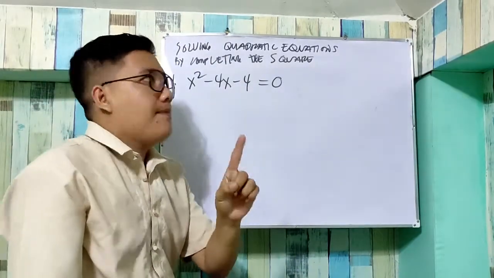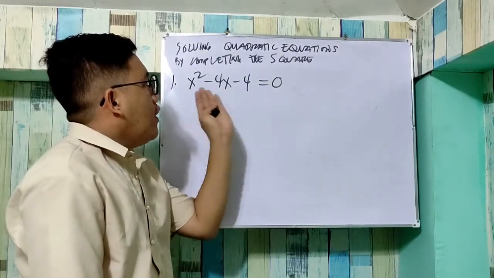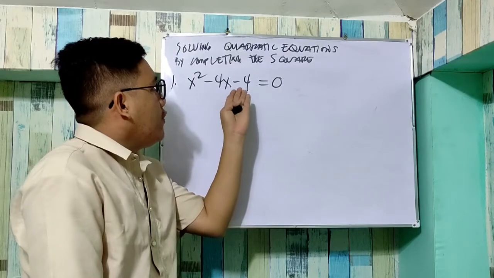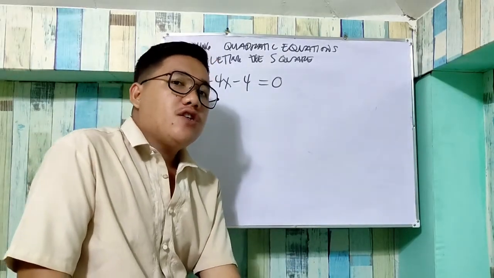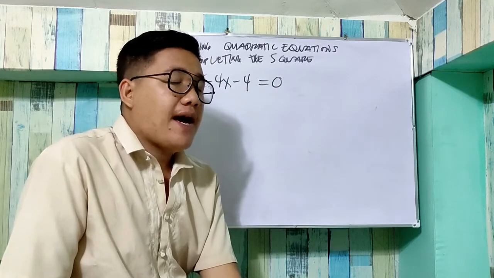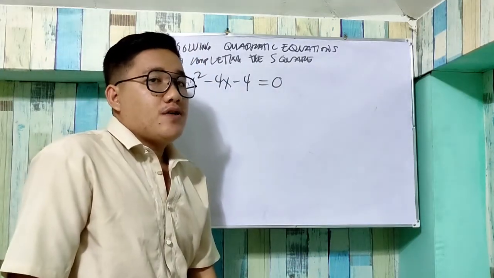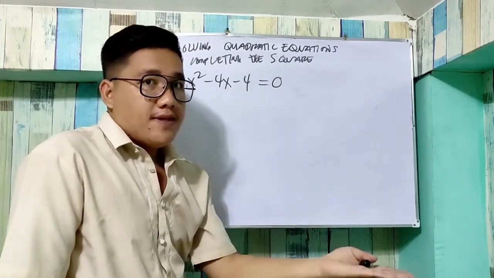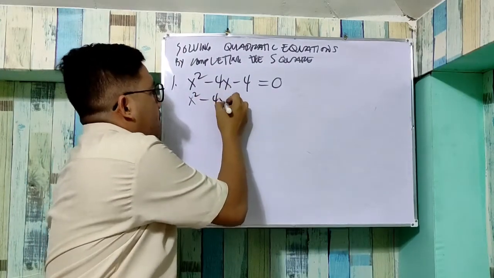The first step is, we are going to remove the constant term on the left side. So para ma-remove yung negative 4, para siya maging 0, we're going to use the addition property of equality. Paano siya? So, anong i-add natin sa negative 4 para maging 0? Siyempre, yung sarili niya lang din, pero the opposite of the sign. So, negative 4, positive 4.